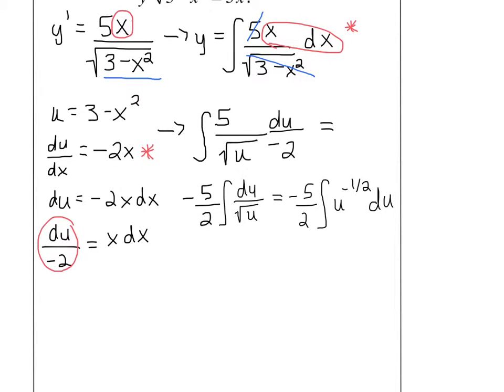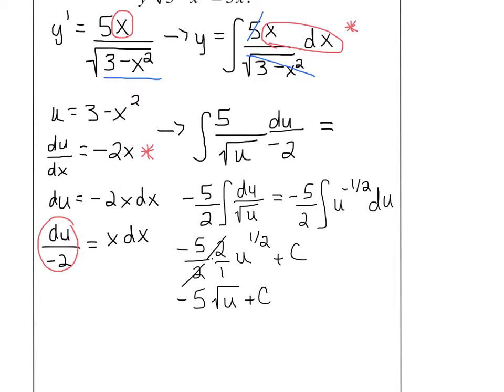So we'll just do reverse power rule on this, and we'll get negative 5/2, right? u to the positive 1/2 divided by 1/2, so that's actually going to be times 2 over 1, right? And then, of course, plus c. And when we simplify this, we're going to get, well, these 2's will cancel. We'll get negative 5, u to the 1/2, that's just root u, plus c.